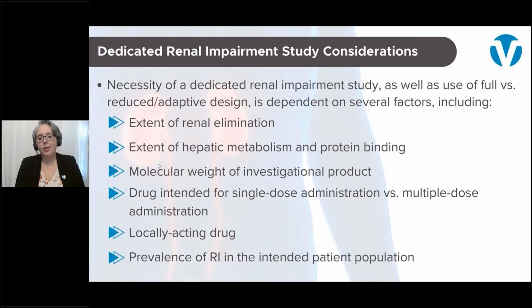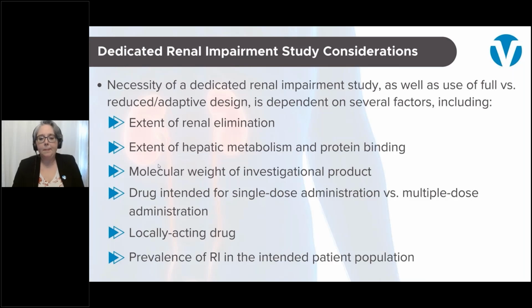There are similar considerations for renal impairment studies based on the regulatory guidance. I won't spend a lot of time here, but I wanted to highlight a few things. First off, renal impairment can also impact protein binding, hepatic enzymes, and transporters. So renal impairment studies may be important for drugs that are primarily metabolized by the liver and demonstrate extensive protein binding, for example.